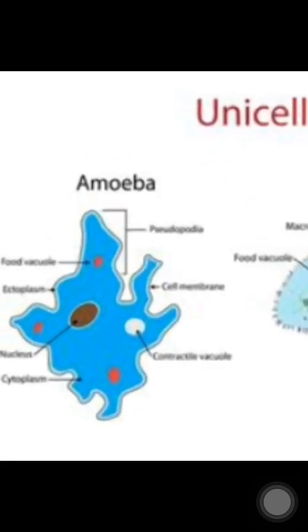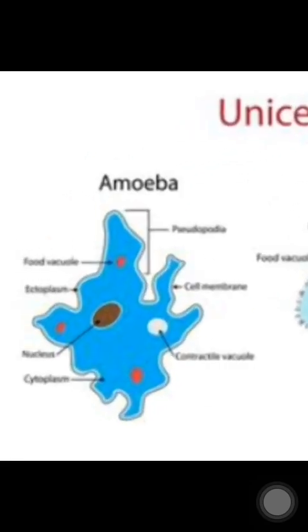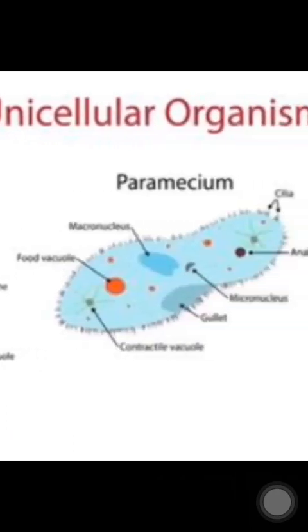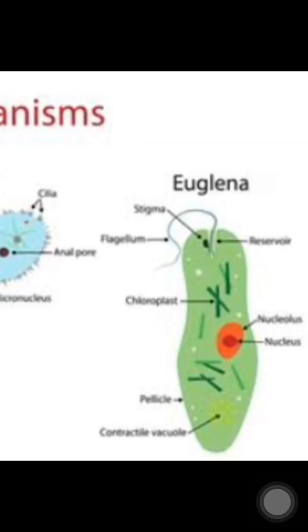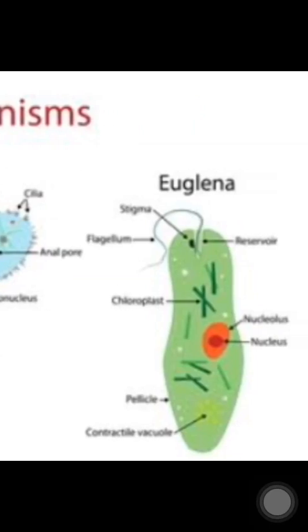When we are talking about amoeba, you can see its diagram in which a single cell is present and each of its activities is performed in this single cell. Next is paramecium. Paramecium is also a unicellular organism in which a single cell is present. It is a foot-like structure in which all its activities are performed. Here you can see the third unicellular organism, euglena, which also consists of a single cell and has all its activities in this cell.